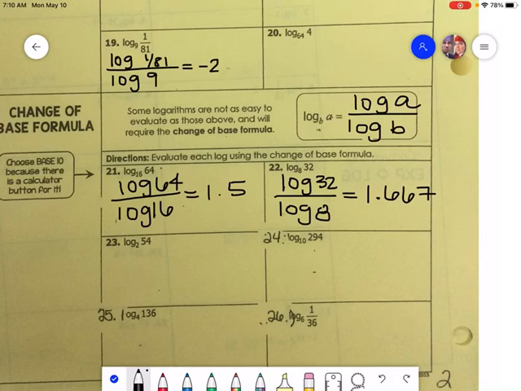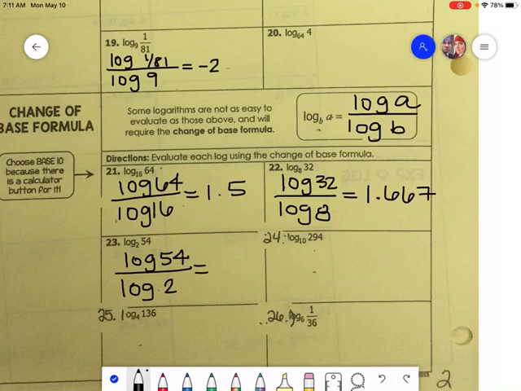Okay. Let's do one more together, and then I'm going to have you guys finish out this page before you move on to the practice. I'm not going to do another fraction one because I just showed you how to put that fraction in your calculator, and I think you're more than able to do that. So let's just do number 23. We're going to go log 2 on bottom and log 54 on top, again, because base goes on bottom.